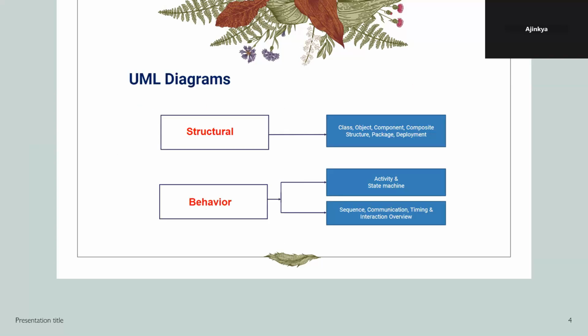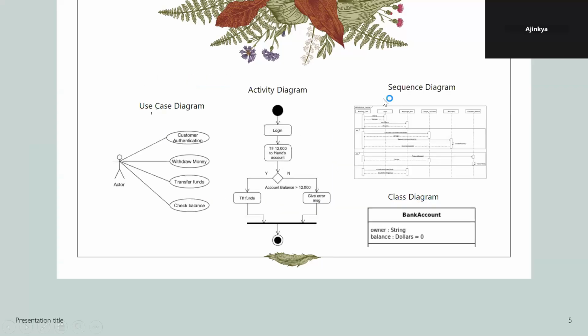These are the three main types of diagram in Unified Modeling Language: use case diagram, activity diagram, and sequence diagram. First, we have to prepare the use case diagram. I will tell you how to prepare it, and what the purpose of this diagram is.